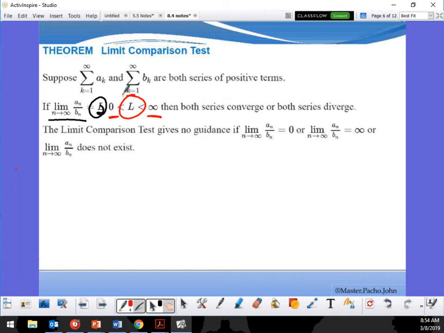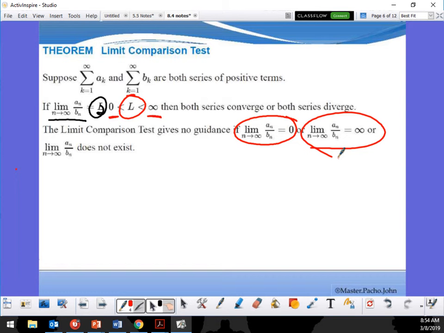All right. Then both series converge or both series diverge. The limit comparison test gives no guidance if this comes out to be 0 or infinity.